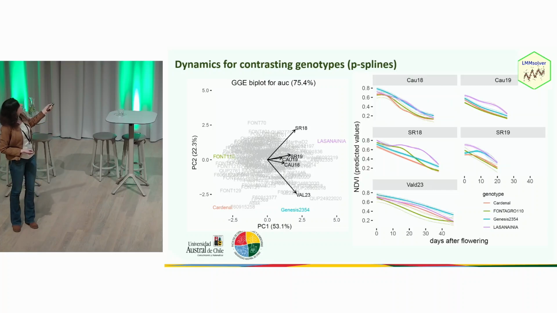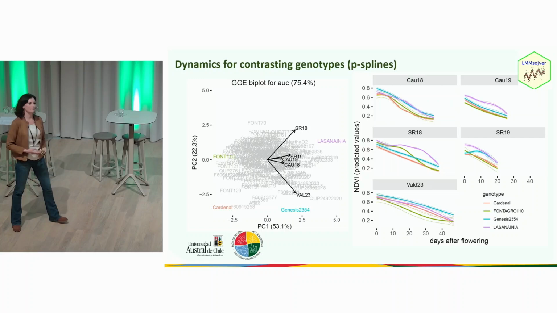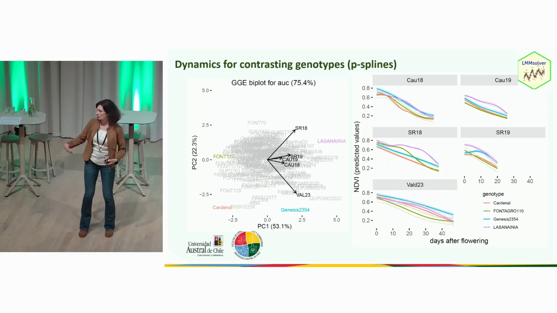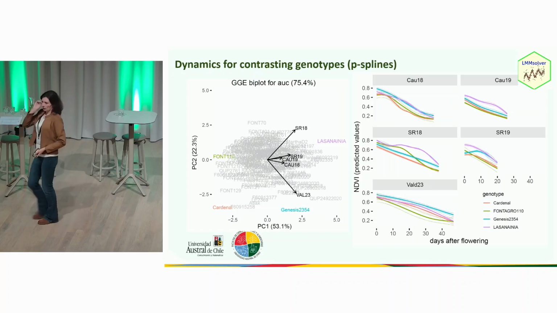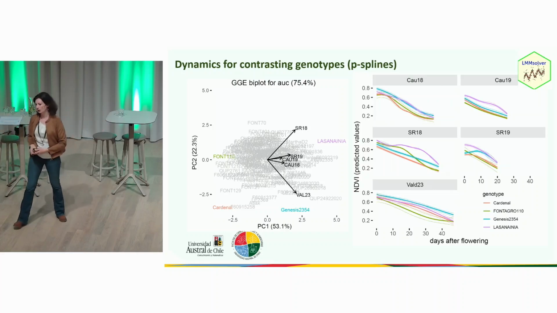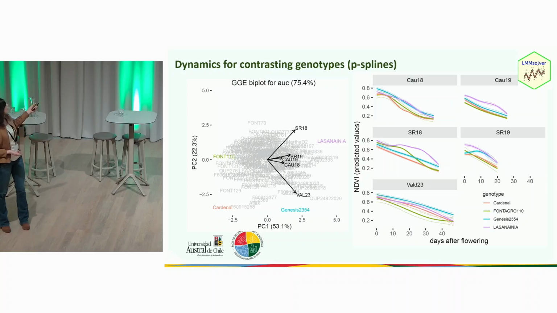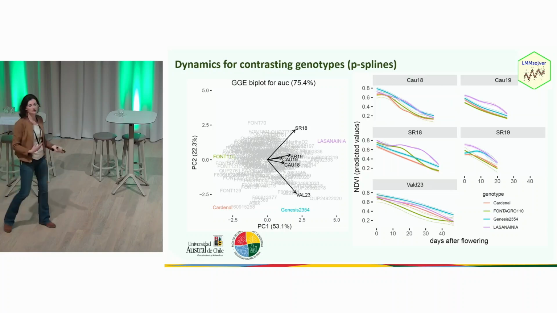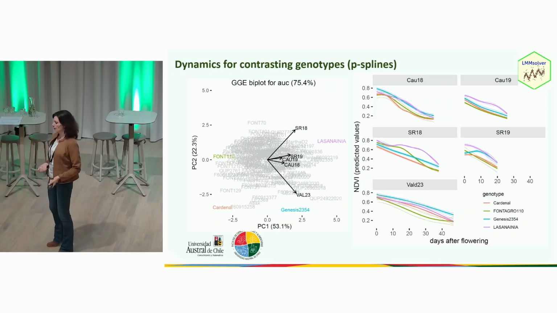And when we summarize, we said, well, how to summarize, because we don't have clear parameters like in a parametric model, where you can extract the asymptote and other parameters. Here we said, well, probably the area under the curve, so how long are they able to stay green, is a kind of summary. This is a GxE biplot. We see that, for example, in Santa Rosa, that is further north, this Lasanainea is usually at the top. And in Valdivia, this genotype is at the top, so it's higher yielding. So there was some considerable G by E for this area under the curve.